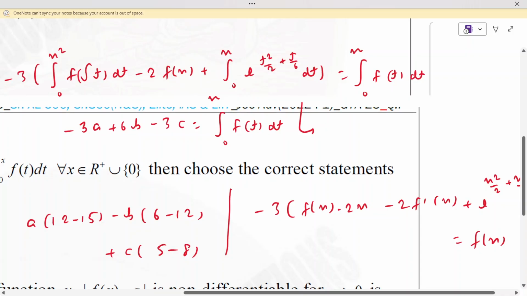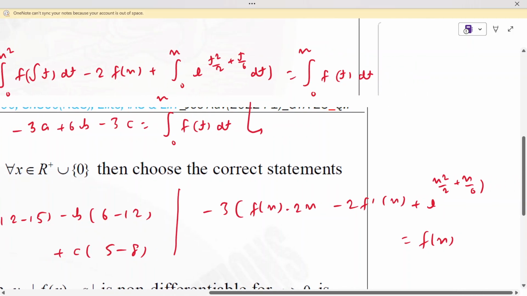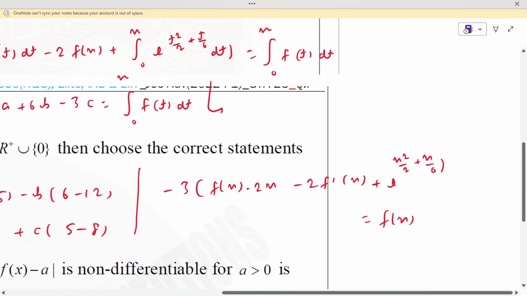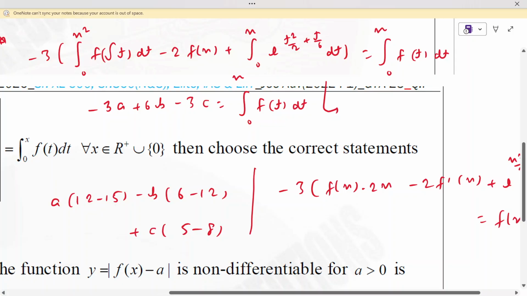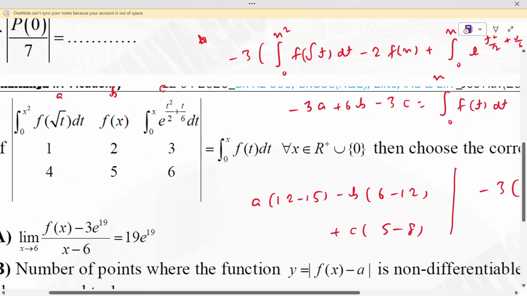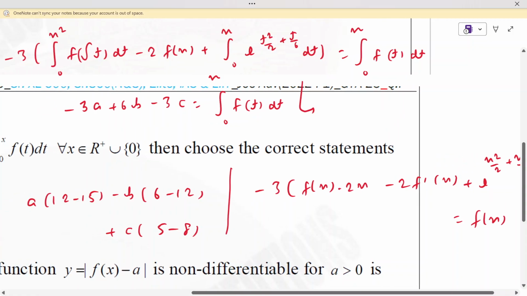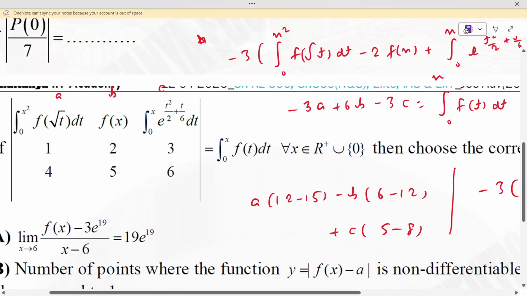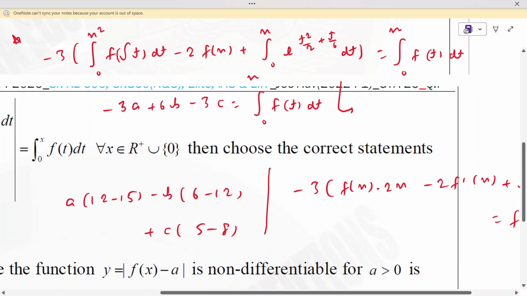I differentiated, na? f of x into 2x there, f dash x will come. It's Leibniz, na?